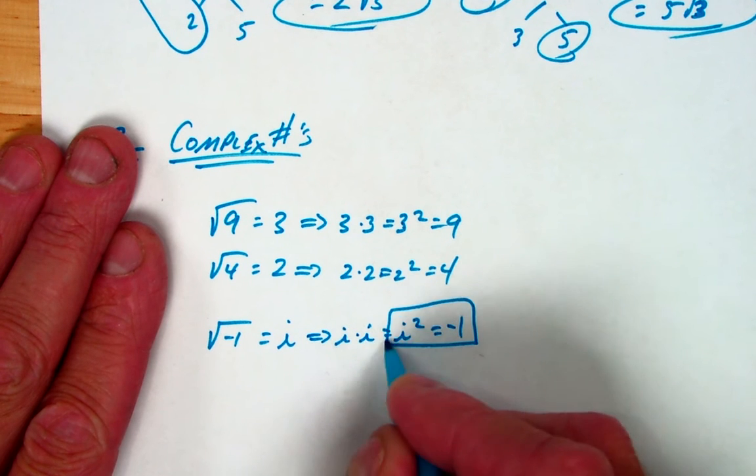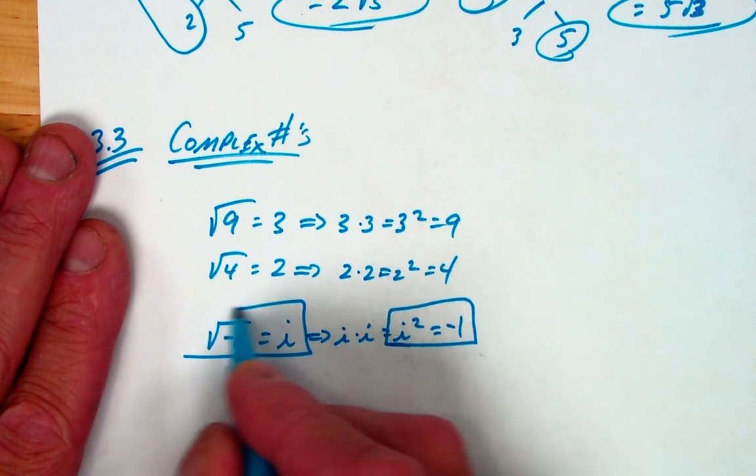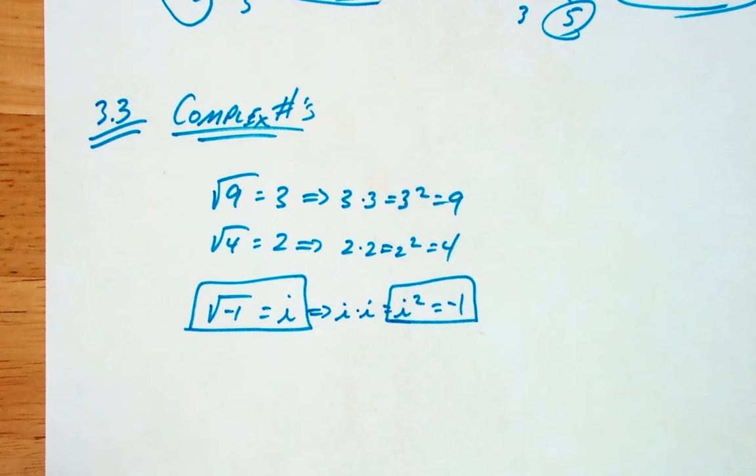So there's a couple critical things we're going to do today. Square root of negative 1 is i. And i squared is negative 1. Those are two things you've just got to accept.